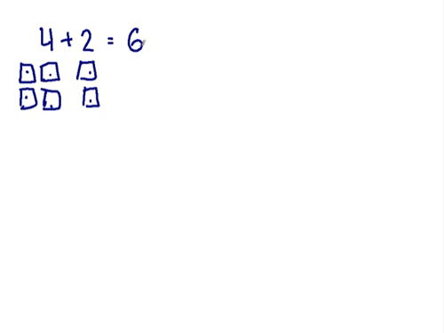You can see that adding 2 to a number isn't that much different from adding 1 to a number. You just make a diagram of the number you started out with, and then the number that you want to add, and then you count them all up, and there you go, you got 6.